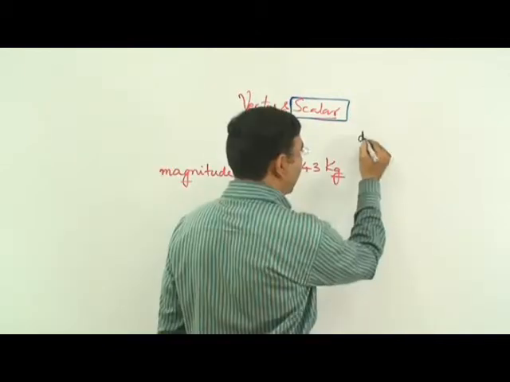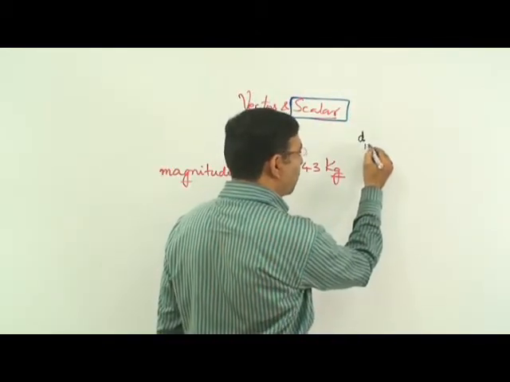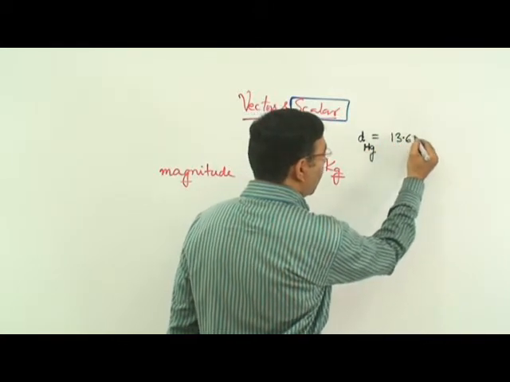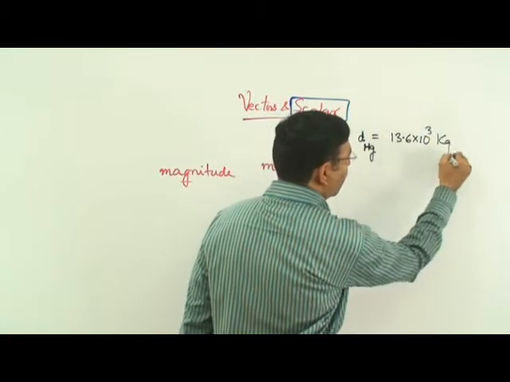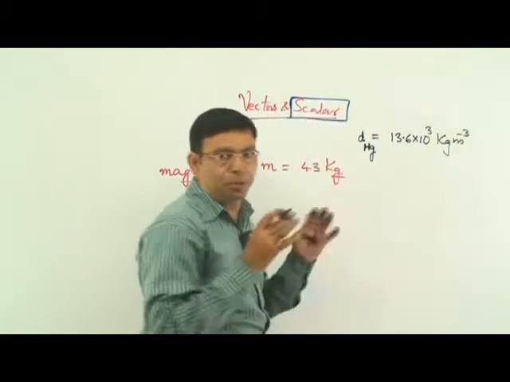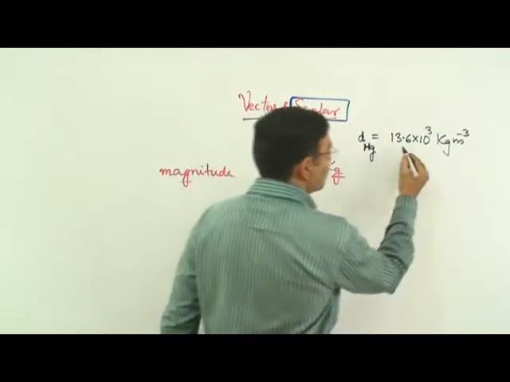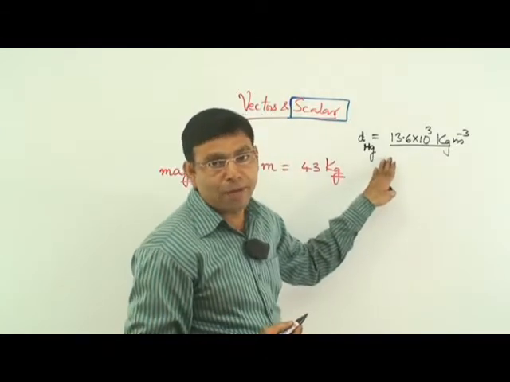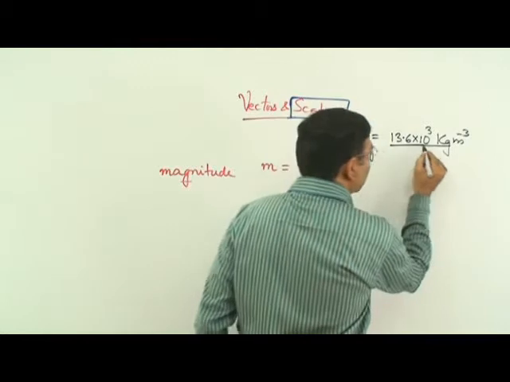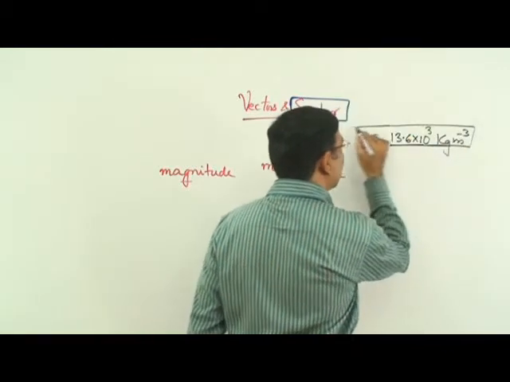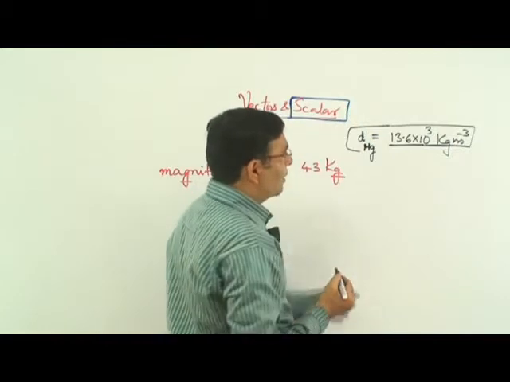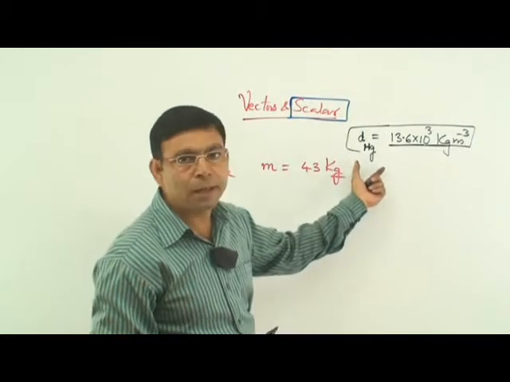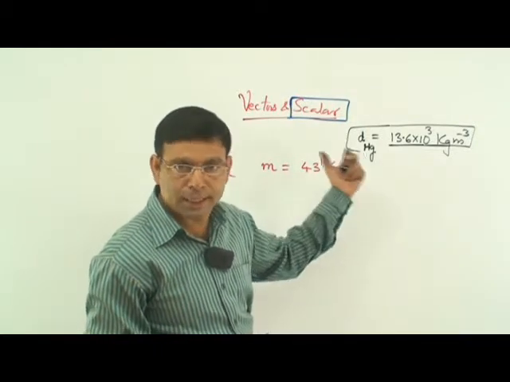Is that clear? For example, let us take density of mercury. Mercury symbol is Hg. Density of mercury is 13.6 into 10 power 3 kilogram per meter cube. I mean, a meter cube of mercury will have this much mass. And this density doesn't have direction. This number and the associated unit together we call it magnitude. And that alone is enough to give us complete information about the density of mercury. So density of any physical quantity for that matter is a scalar quantity.